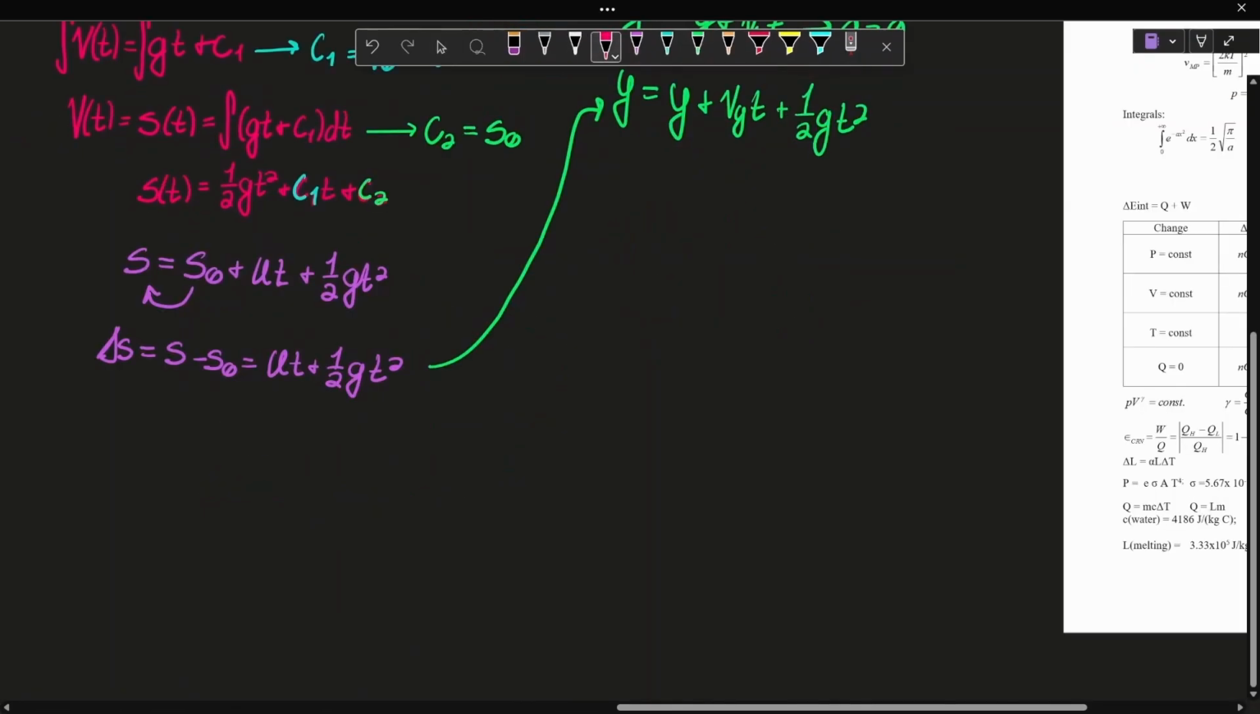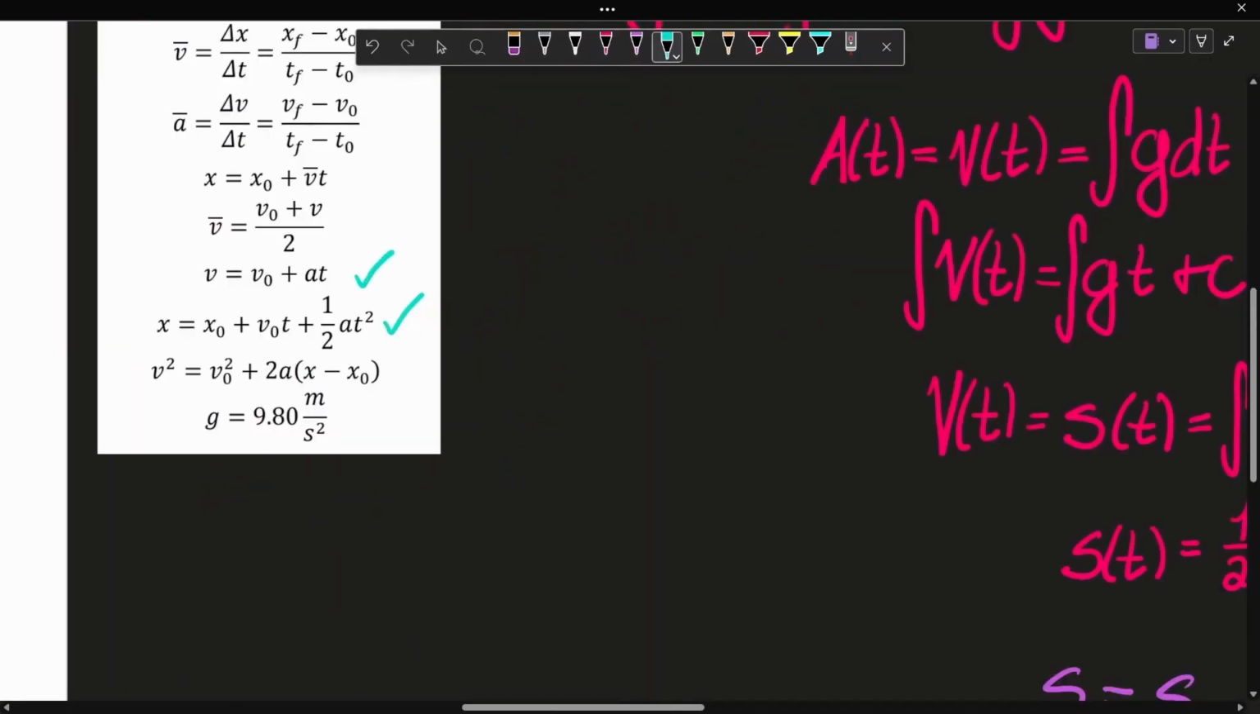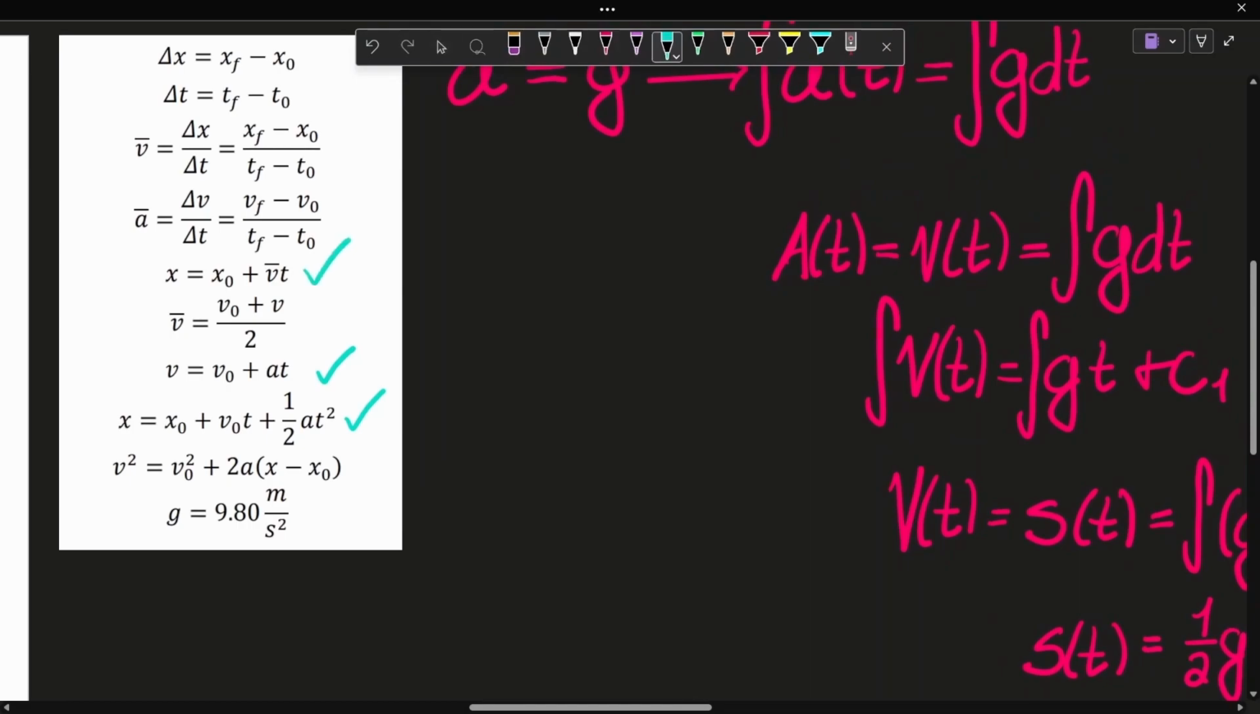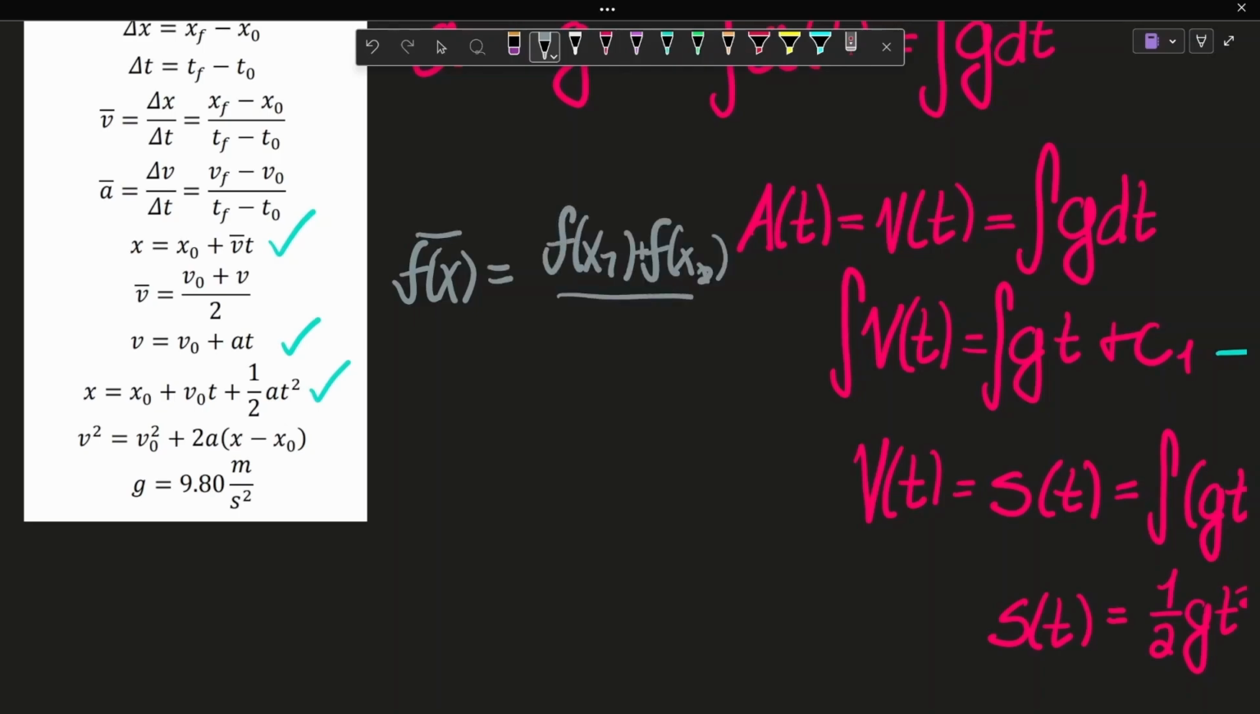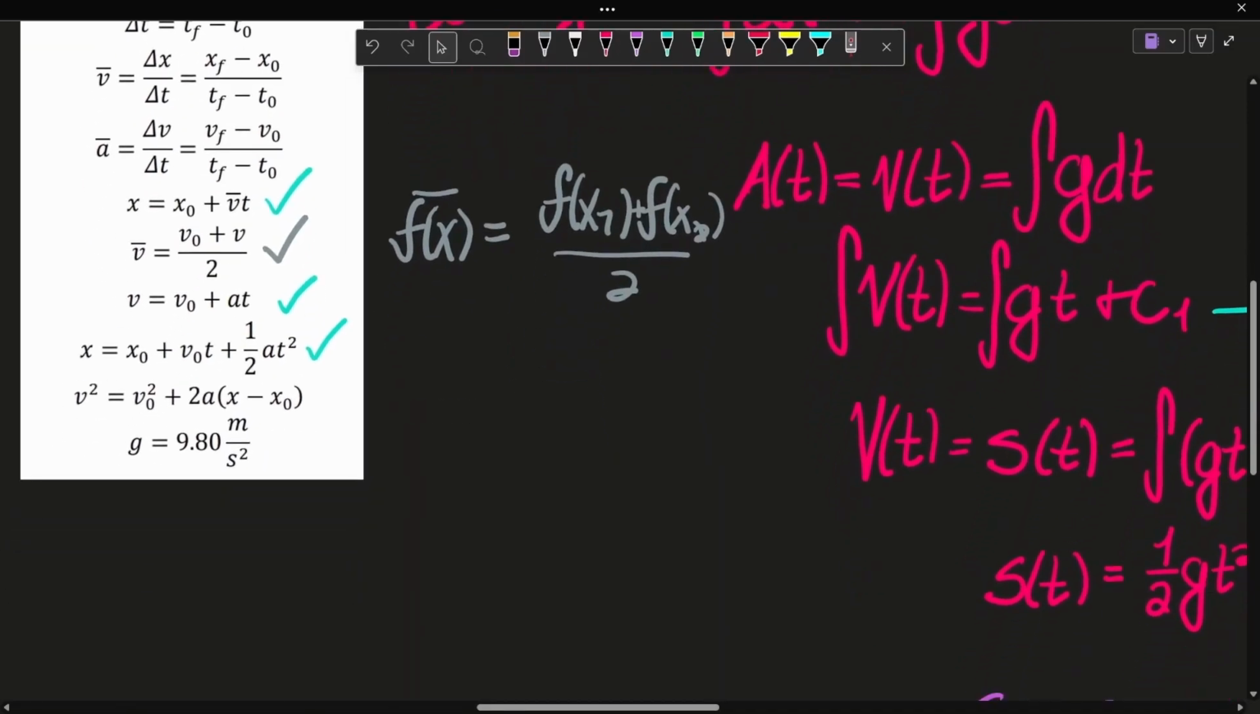We made this equation, we can make this equation. We made this average velocity. That's just the average of anything. So we'll say the average of any number or any value. So we'll say function. The average of any function is equal to the initial plus the final over 2. So that's why it applies.